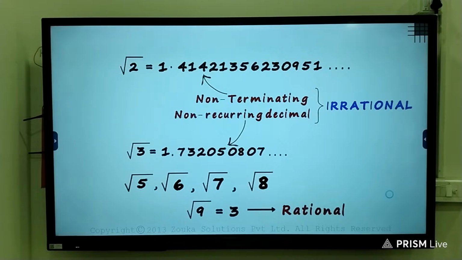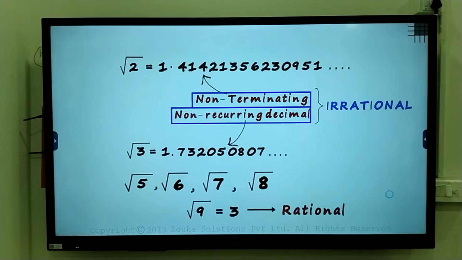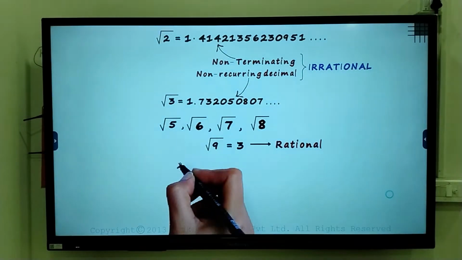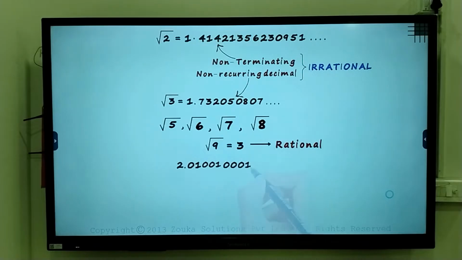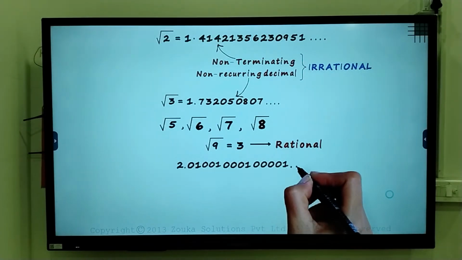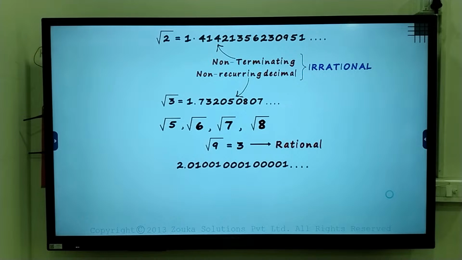Here's the interesting part. If you know these 2 points well, you can even form an irrational number by yourself. Let's see how. We have to form a number which does not end and does not repeat any pattern. Something like 2.010010001000001 and so on. Here, the number does not end and is also non-recurring. This means that there is no pattern that repeats forever.